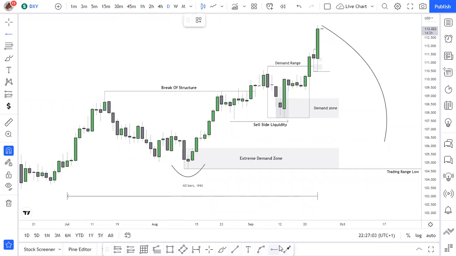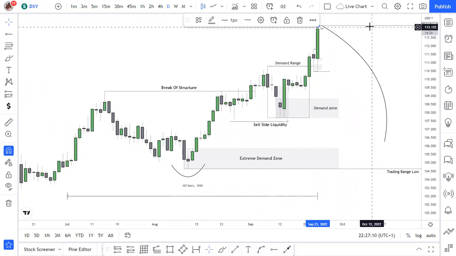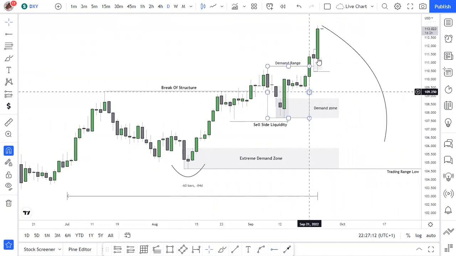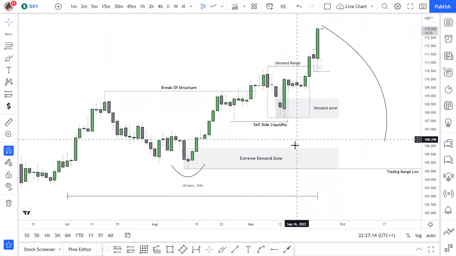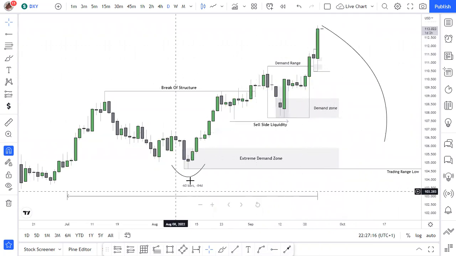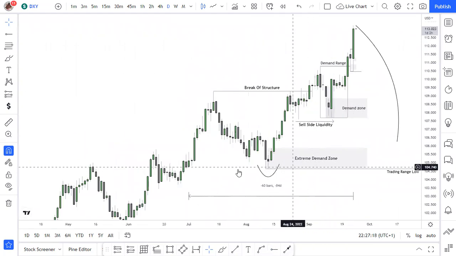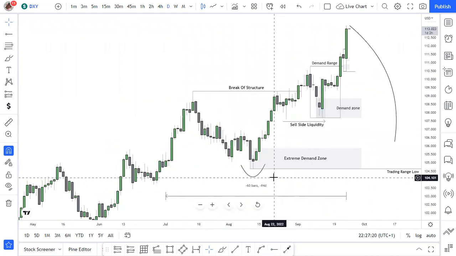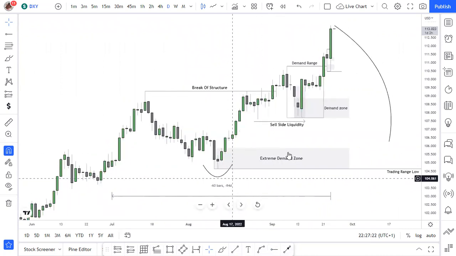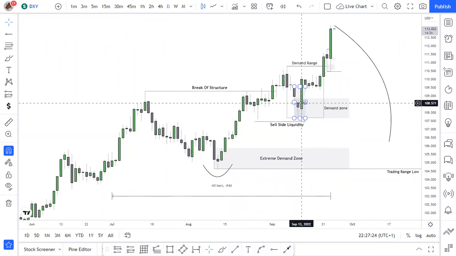We don't have an actual high yet. I can't really say that this is our highest high at the moment, but for the bullish scenario, we have our lowest low here. And for me, I think it's way more important than the highest high at the moment.